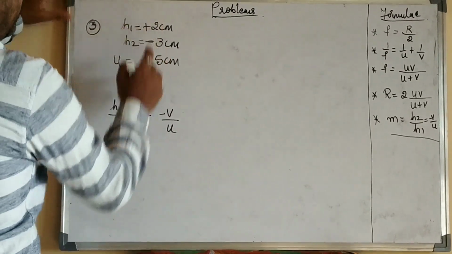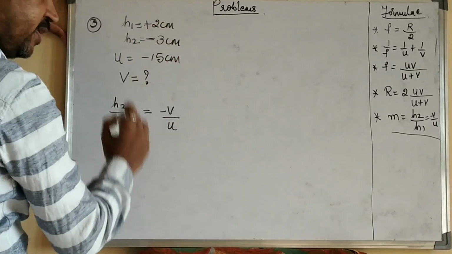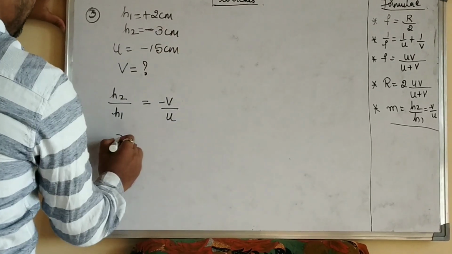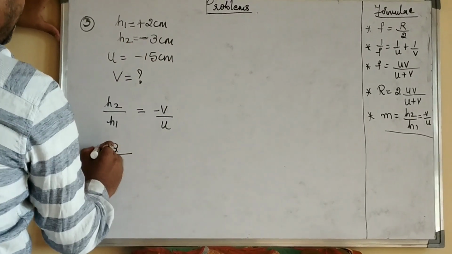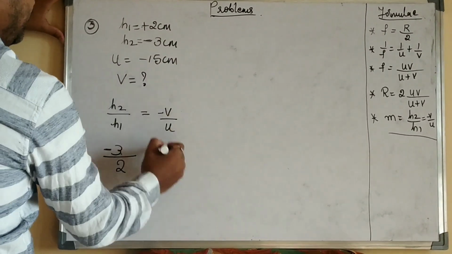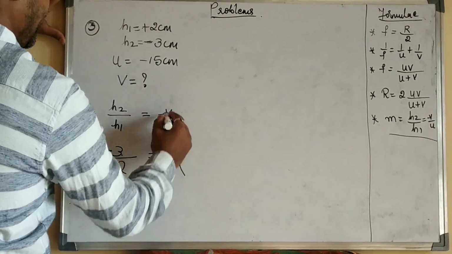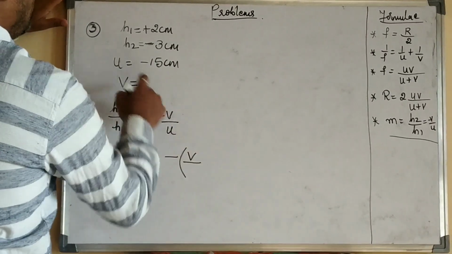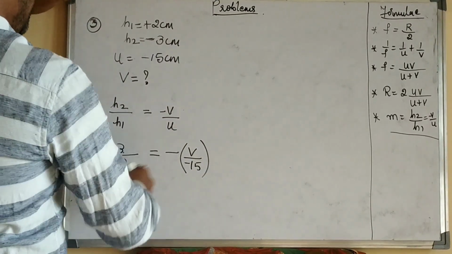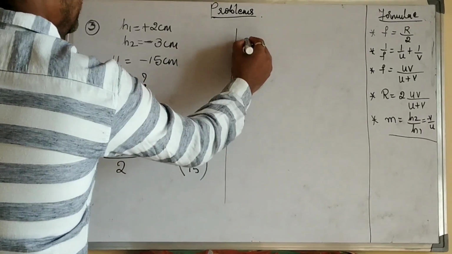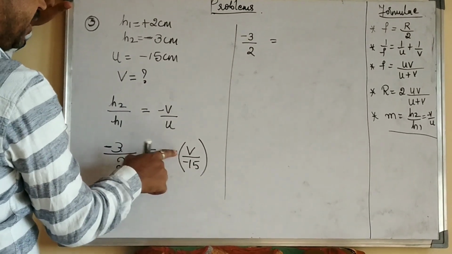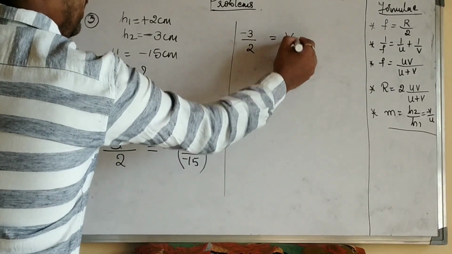Now h1 is 2 centimeter, plus 2, along with the sign you have to take. h2 is 3 centimeter, that is minus 3, with this sign you have to take. Then h1 is 2 centimeter, plus 2, is equal to, this negative sign you can remove outside, then within the bracket you have to find v divided by the object distance, which is minus 15. After this we get minus 3 by 2 is equal to, minus divided by minus is plus, so we get v by 15.